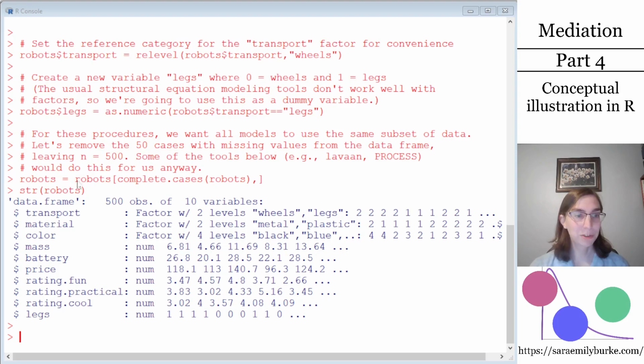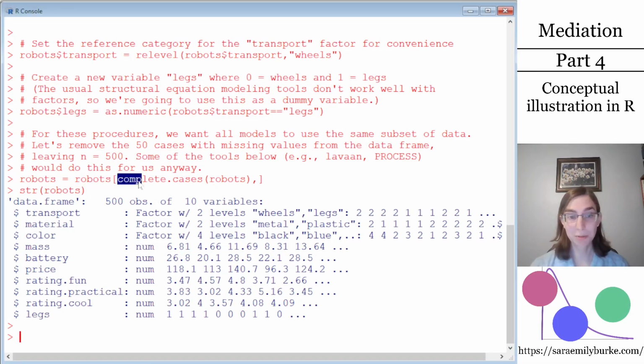So what I've done is I've used the square brackets to retrieve a subset of the robots data frame where the rows have a value TRUE as the output from the complete.cases function called on the entire robots data frame, which returns TRUE for cases that have no missing values at all. And I'm keeping all of the columns, which is why I'm leaving the portion after the comma blank. And I'm just replacing the entire robots data frame with this new smaller version of itself. So now robots has 500 observations of 10 variables. 3 of them are factors: transport, material, and color.